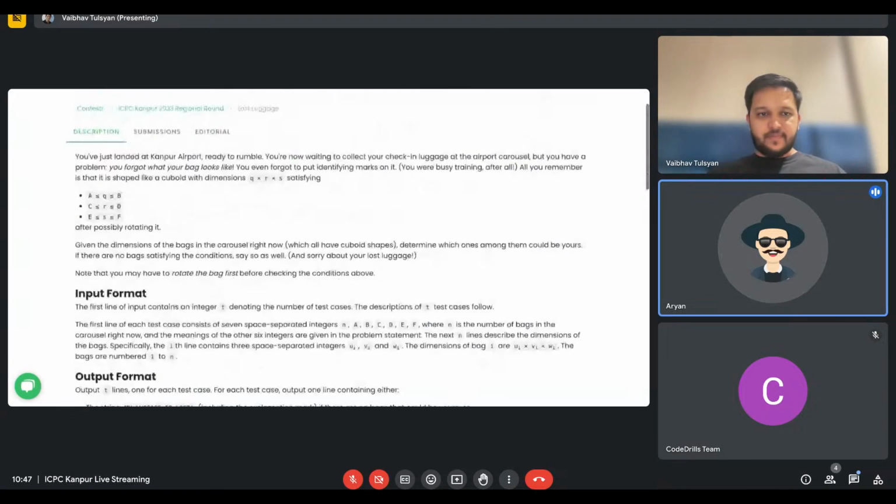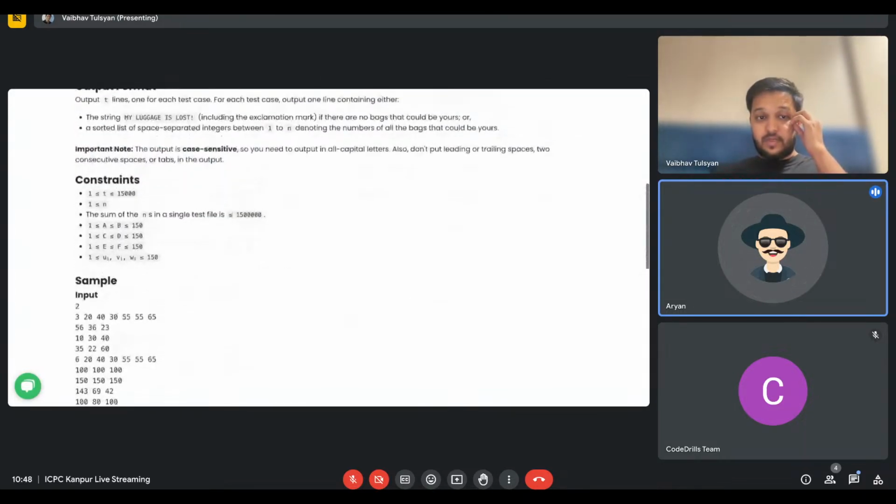And if we read the sample over here, in the first test case, it says first and third bags satisfy these conditions, while bag 2 does not satisfy. For bag one, we need a rotation to make it 23 cross 36 cross 65, and we can verify that it satisfies the given conditions. So, Vaibhav, how would you solve this problem?